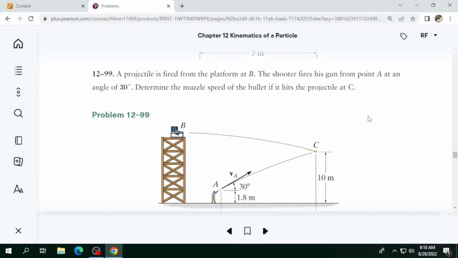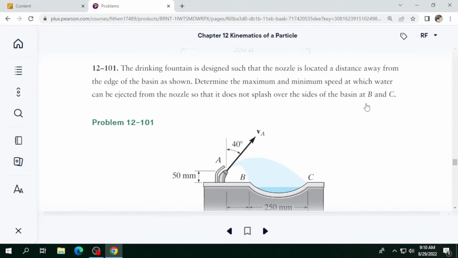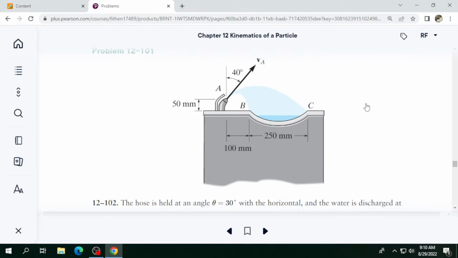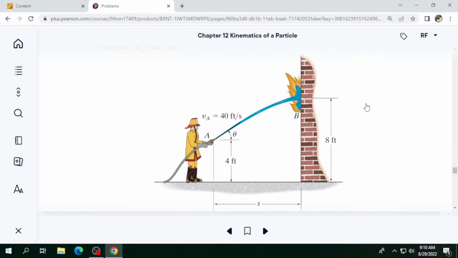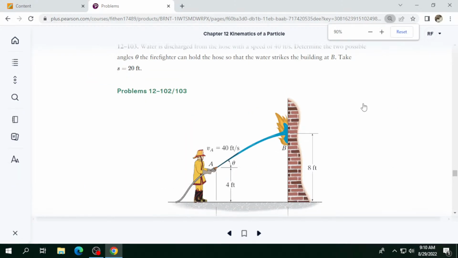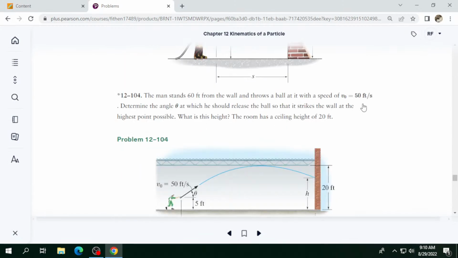And then he could have asked you back to that. So determine the muzzle speed of the bullet if it hits the projectile at C. Not possible. So there might be issues like that. Let's find, okay, a water fountain. So maybe what's going on is they've created new problems, and in the effort of doing so, you've got to make sure you include all the information.